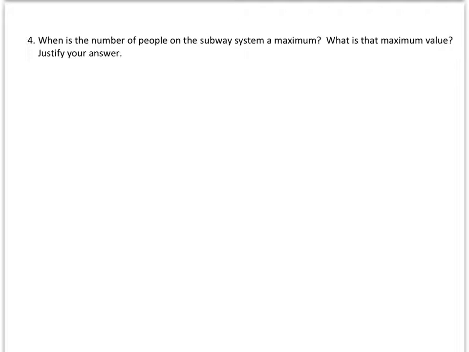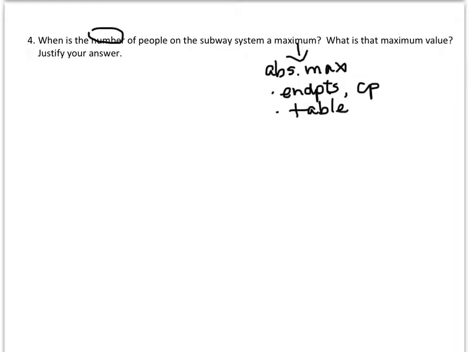So I notice here that I'm being asked about number of people, so I probably am going to need to integrate. And then a maximum. So I'm really looking for an absolute maximum here, because I want to know when are there more people on the subway than at any other time. So that's an absolute maximum. And I have a process for finding absolute maximums. I identify endpoints and critical points, and then I make a table.